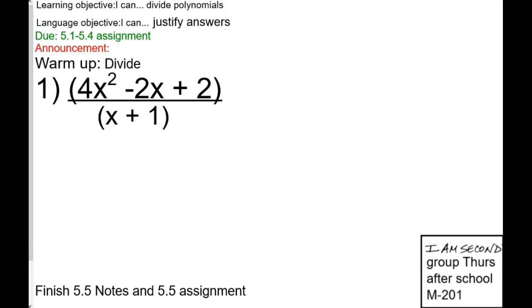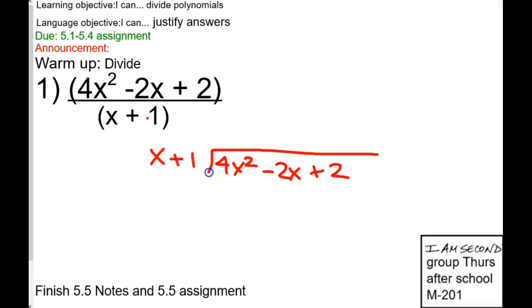So, here we go. Long division looks like this sign, right? The top goes under to the right. 4x squared minus 2x plus 2. And then the bottom part goes to the left. Okay. So is everyone able to rewrite it? That's the first step, right? Everyone can rewrite it.